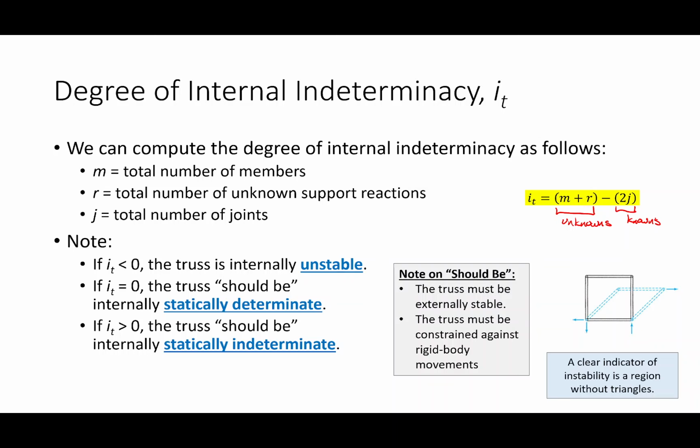Now, the same kind of idea applies here: if you get a negative value for I, the truss is internally unstable. But if you get a non-negative value of I, either a zero value or a positive value, the truss should be stable, either determinate or indeterminate. Same idea applies. Now, there are two things to keep in mind. The first is that a truss cannot be internally stable if it is not externally stable, okay? So I don't really care what's going on with I sub T, but if the truss is externally unstable, none of this matters. So it's unstable, period.